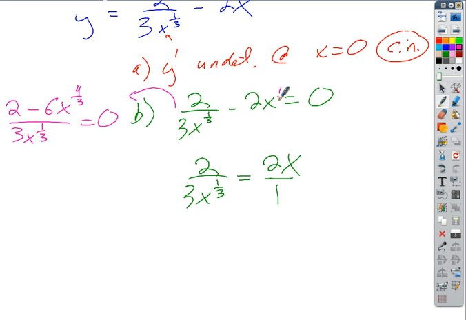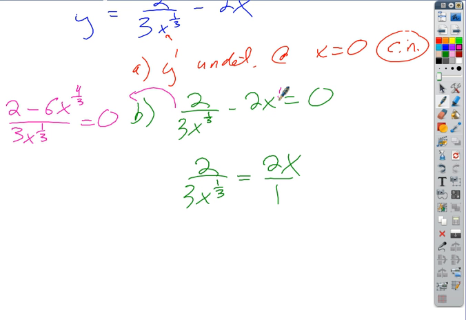When the denominator is 0. Good. So if I set the denominator equal to 0, I'm just solving that equation. Now look what happens if I cross multiply down here. Just watch what happens. If I cross multiply, notice that I'm getting 6x to the 4/3 equals 2. Same thing, isn't it? Right?